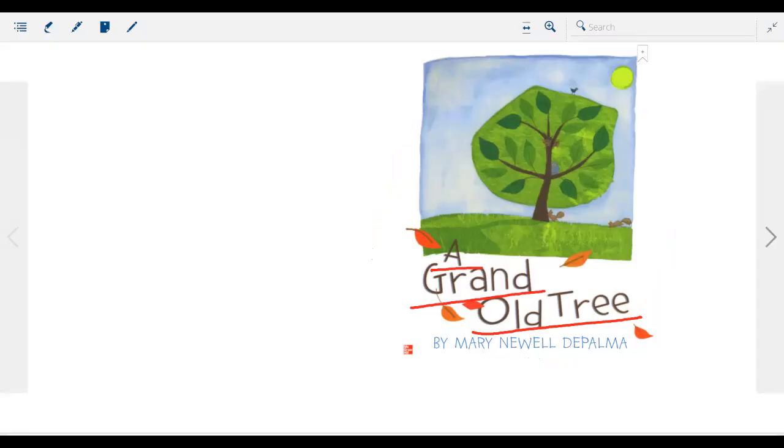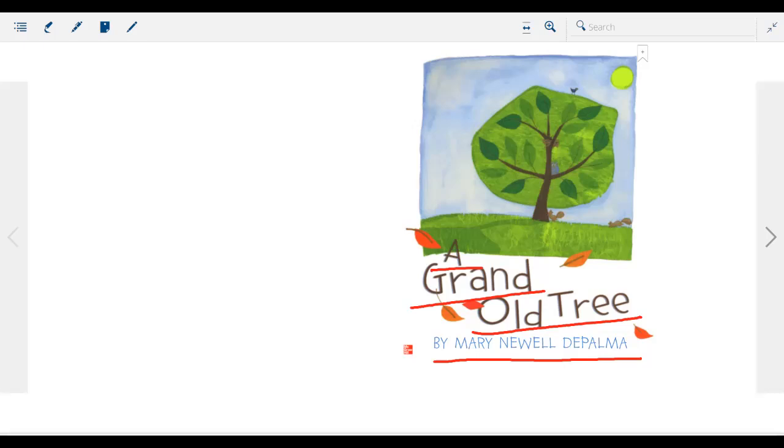The author is Mary Newell de Palma. Now, the author is the one who writes the story, and in this case, the person who draws the picture is the illustrator, and that's also Mary Newell de Palma. So she is the author and the illustrator.